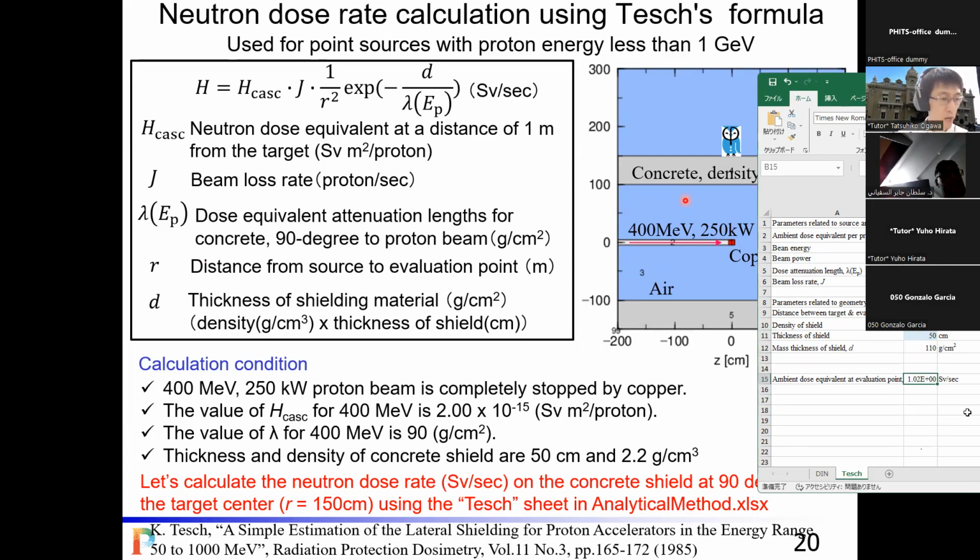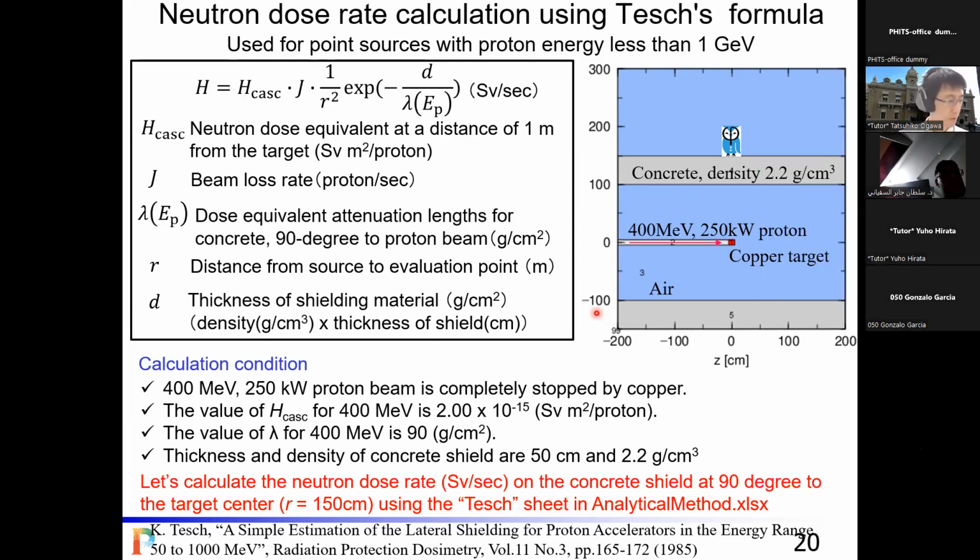That is 1 sievert per second, which is a pretty high value. It could be dangerous for people. So by entering 1.5 meter as the distance between the target and the evaluation point, 2.2 gram per cubic centimeter as the density of the shielding, and 50 centimeter as the shielding thickness, we get the dose at the evaluation point.